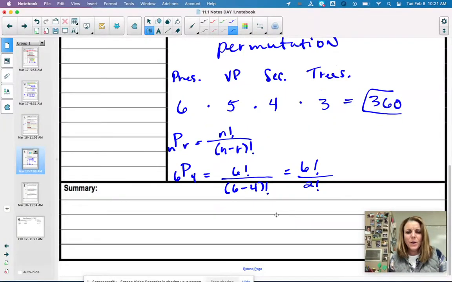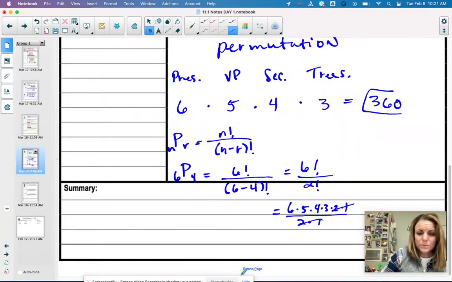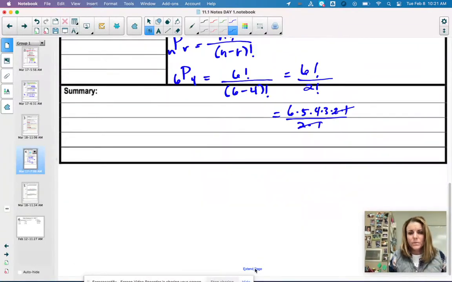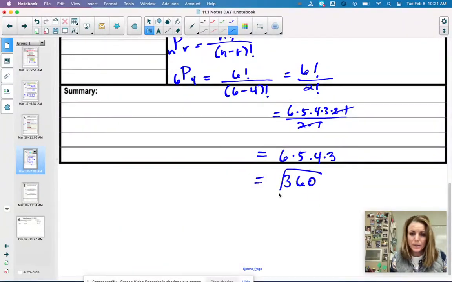And when we write that out, 6 factorial is 6 times 5 times 4 times 3 times 2 times 1, and 2 factorial is 2 times 1. That cancels with that, and I'm going to extend the page here. And we get 6 times 5 times 4 times 3, which we already said was 360.